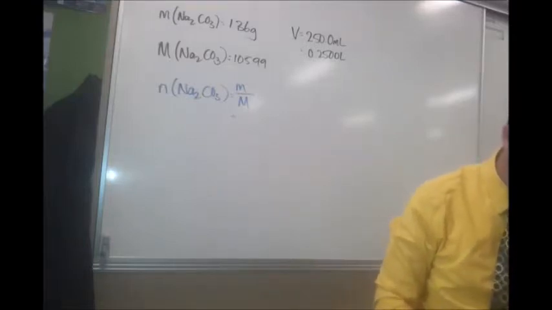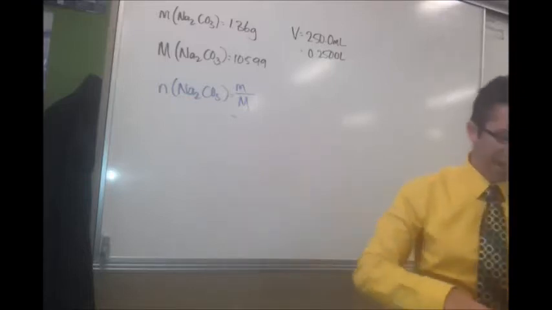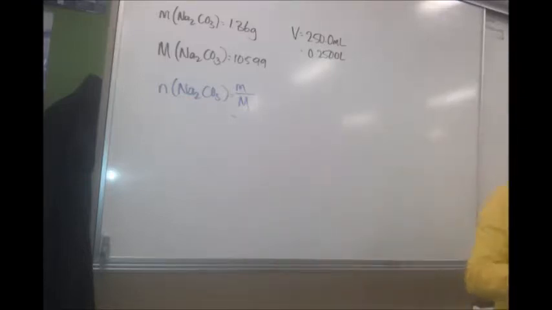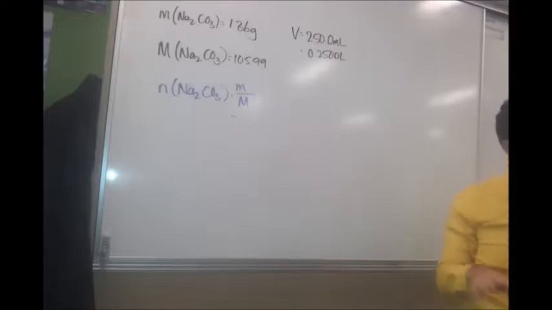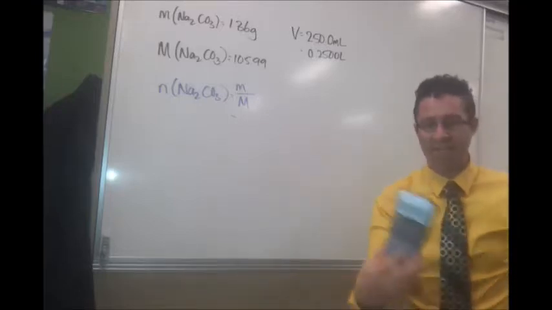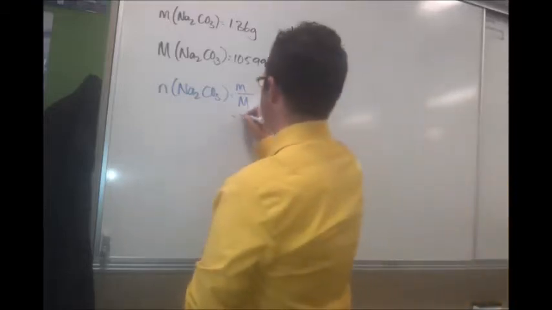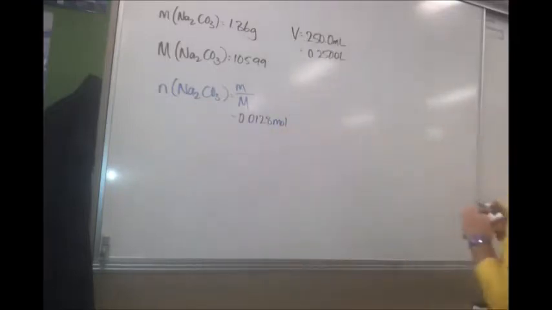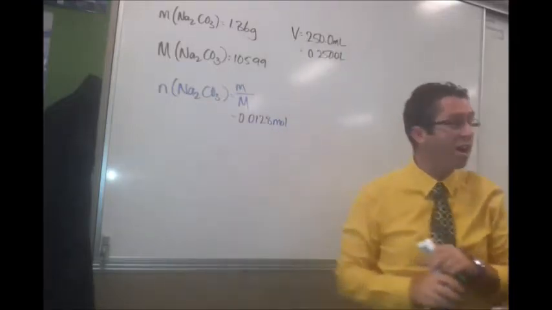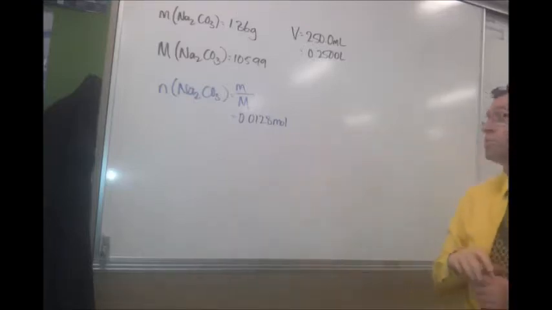So 1.36 over 105.99 is 0.01283. It just carries on. I'm only going to write down 3 significant figures because that's all I've got from the maths. But actually I'm going to keep that exact number in my calculator. Alright, I'm not going to clear my calculator. I'm going to leave that as it is. So 0.0128 moles, which is a little bit different to what we had in our original one where we were after 0.0125 moles. So you can see there's a difference there already. And that third significant figure is important.